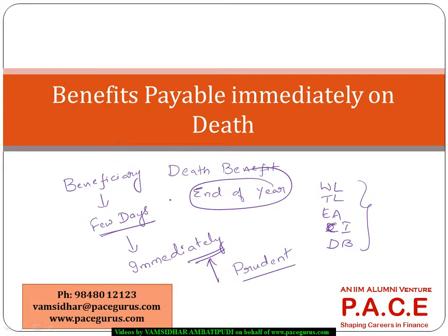So what we will do is we will try to see all these different kinds of policies again. If the benefit is paid immediately on death, how would the present values change? How would the expected present value change, and how are the variances going to change in each of the cases?